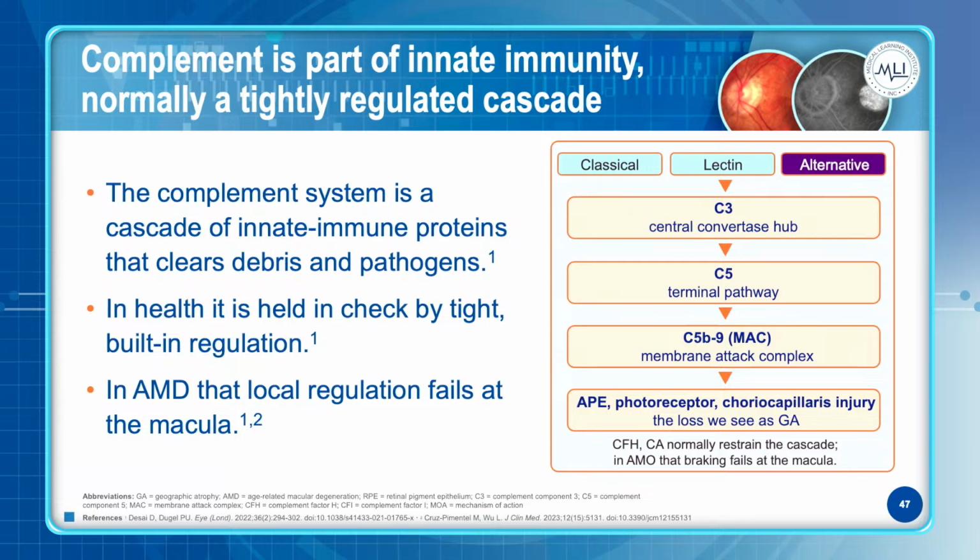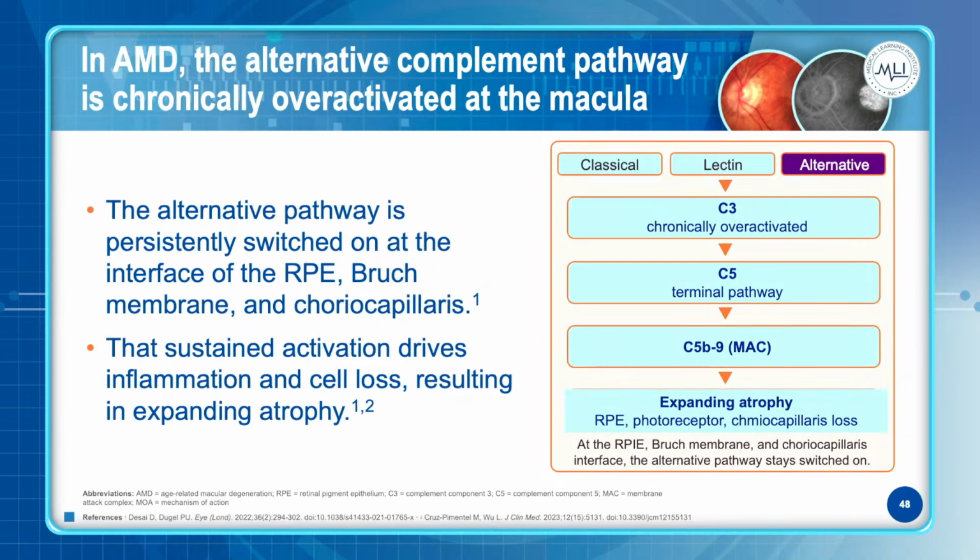So the idea is that the complement system is a cascade of innate immune proteins that clear debris and pathogens from your body. And if you go into overdrive, you start having a loss of photoreceptors and RPE cells. So when you look at geographic atrophy, as I said, it's an overactive drive of the complement system, and really it causes inflammation, and the inflammation and the MAC attack complex, as I said, leads to cell loss, and that's how the atrophy expands.